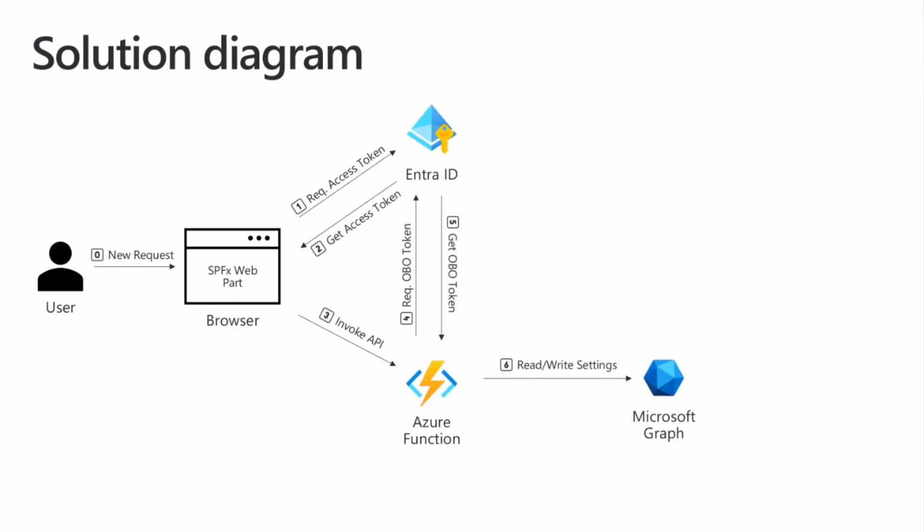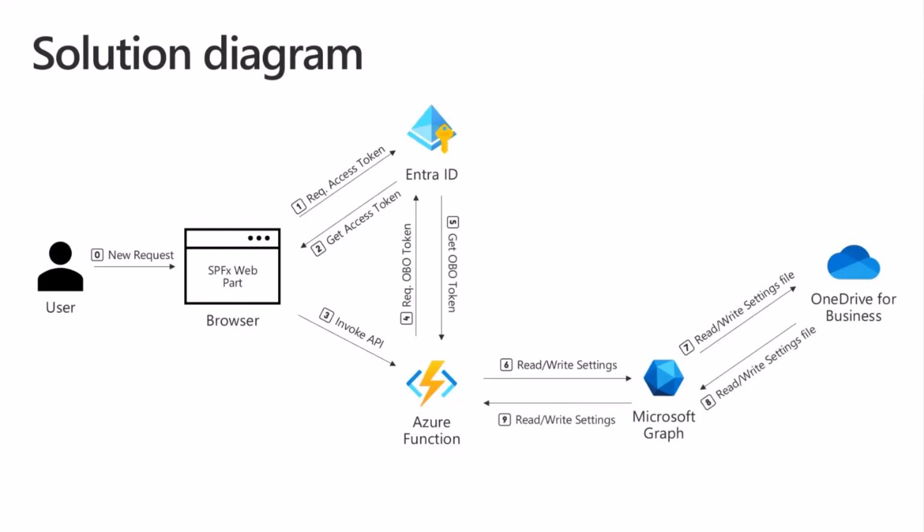And by doing that, through Microsoft Graph, the Azure function will get access to one or more files stored in this special folder that I'm talking about, and will be able to retrieve the content of the file, so that the Azure function will be able to provide the settings and the information to the SharePoint Framework web part, which will be able to render the content personalized based on the preferences of the user. So that's the big picture of the solution.